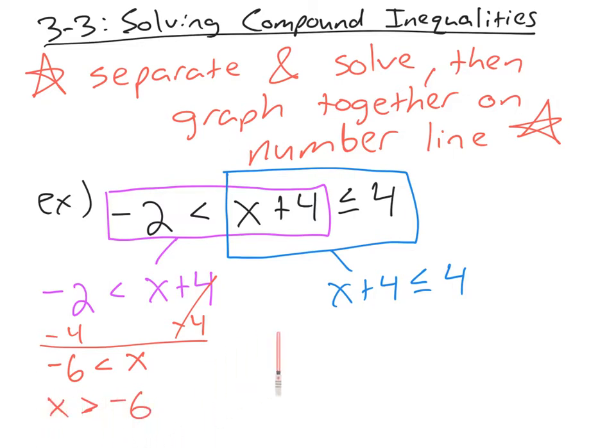All right, now let's go to this next one here. What's the first step here? Subtract 4 again. So subtract 4 from both sides. We're left with x less than or equal to what? 0. Is it okay to have 0 in there? Yeah, don't freak out. It's okay. So there's our two solutions, and now let's graph them together on a number line.